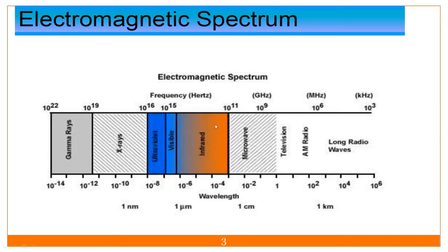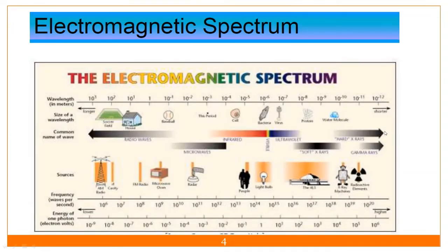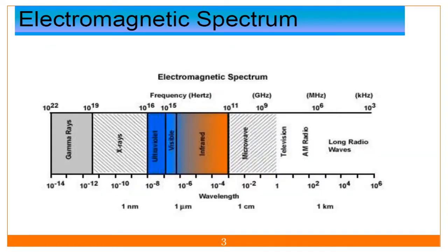Then you will find television, then AM radio, then long waves, which are used for satellite communication and so on. So this is all about the electromagnetic spectrum.